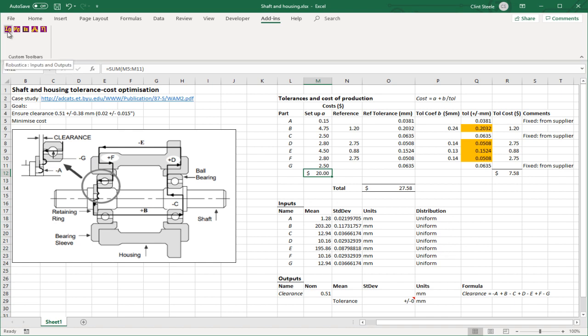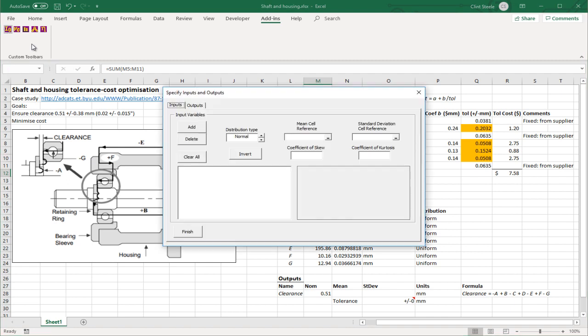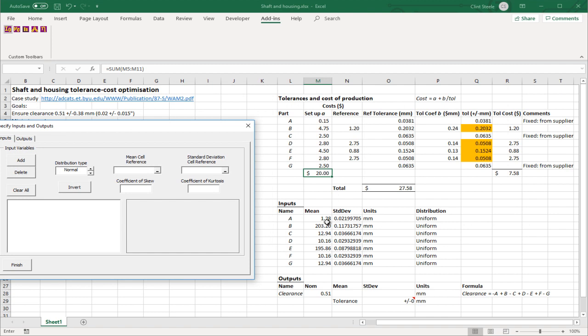So the first thing we need to do is specify the inputs. That is a process of going to each of the inputs, specifying the mean, specifying the standard deviation, specifying the distribution we want, which is a uniform distribution, and then adding it. We now need to do that for each of the inputs. I will do that now.